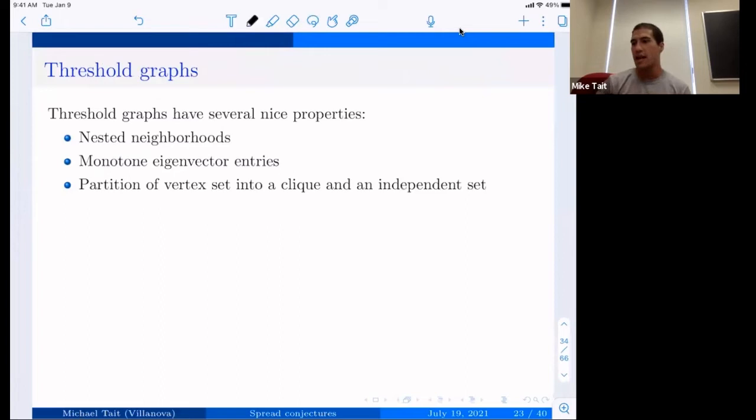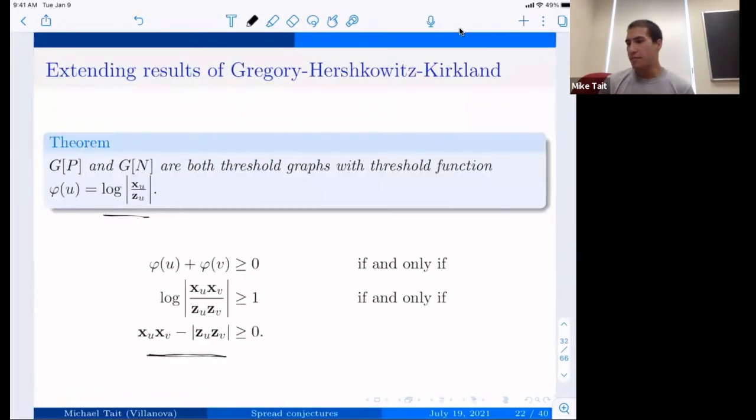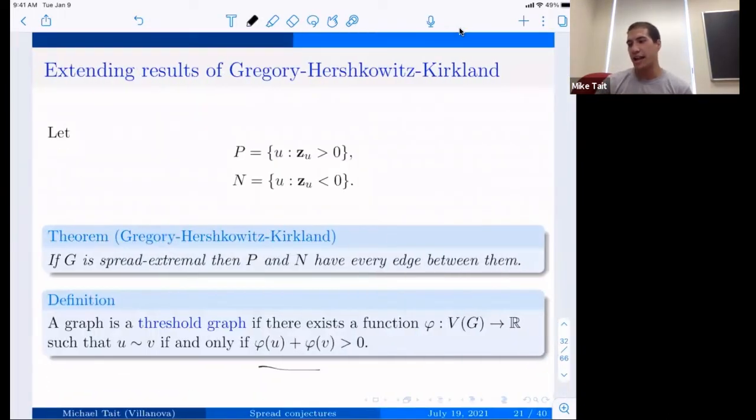What I mean is there's an ordering of the vertices, say from left to right, so that as you go to the right, a vertex on the right has a neighborhood that is a superset of a vertex on the left. That's what I'm trying to say. You can see that just by this definition, right? If I'm increasing the label of a vertex, it will also have an edge.